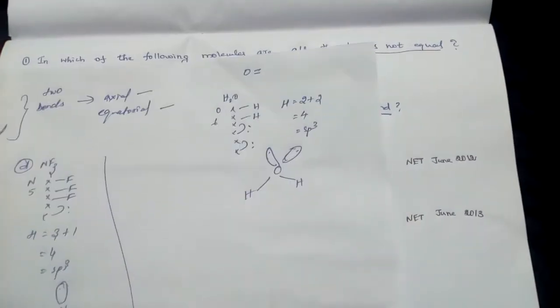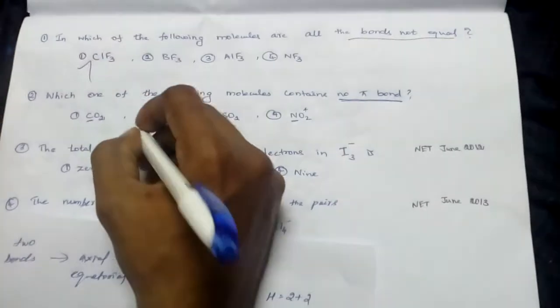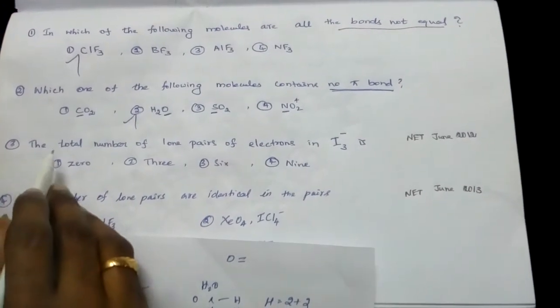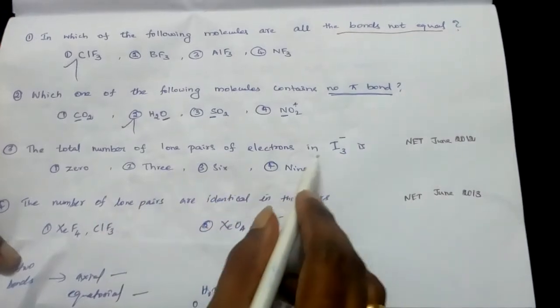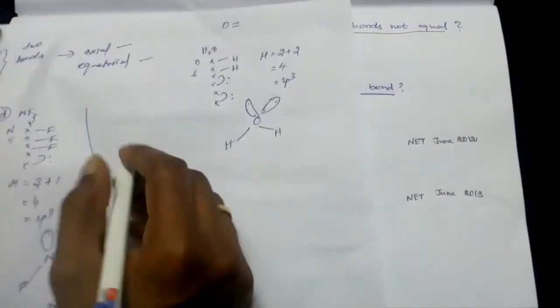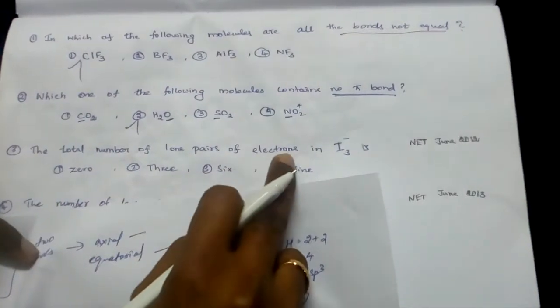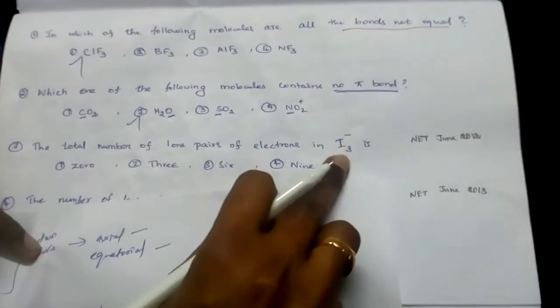This is the angular shape. So option 2 is the right answer. Next, the total number of lone pairs of electrons in I3 minus. They ask for the total number of lone pair electrons in the given molecule.